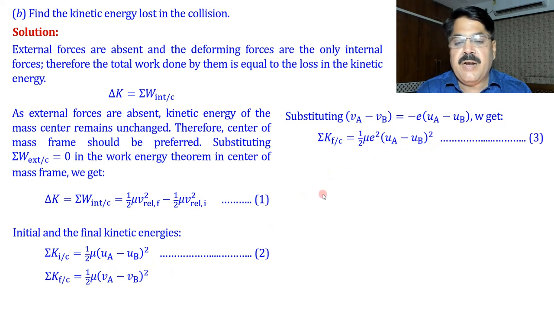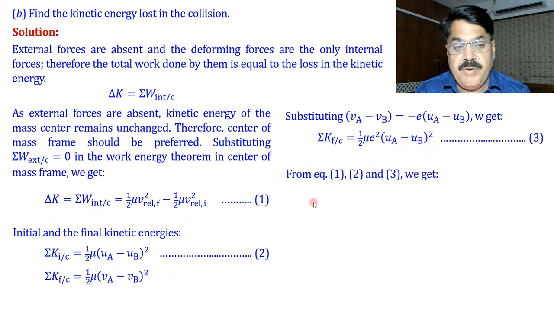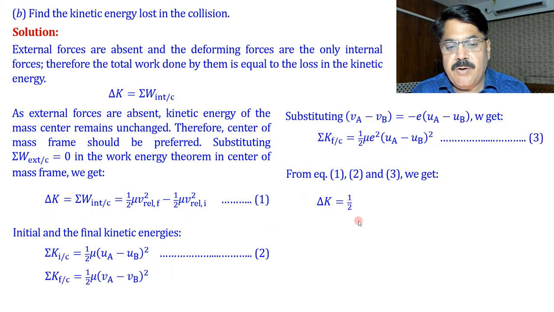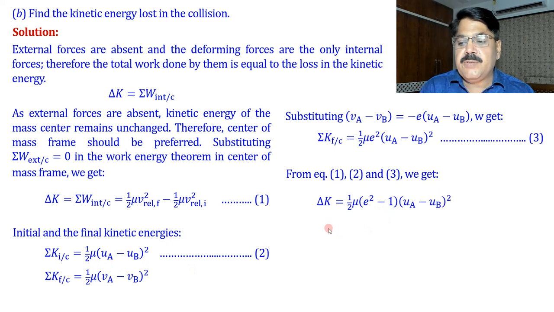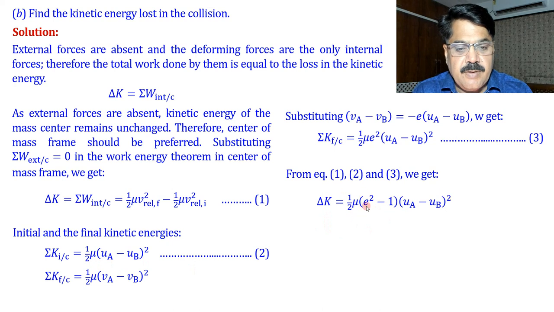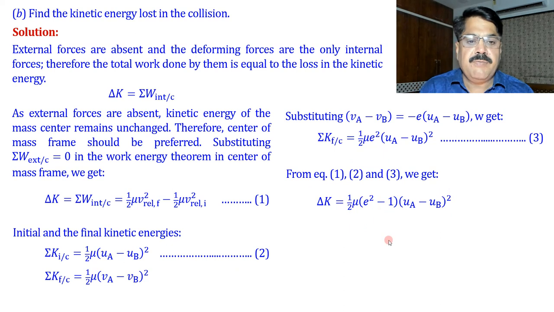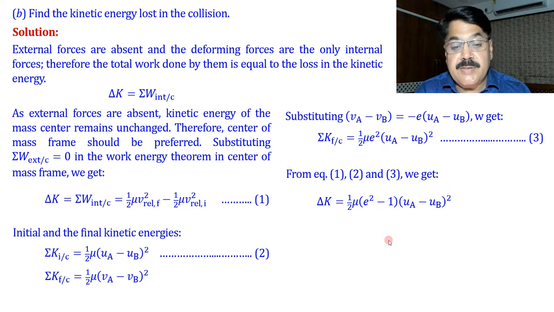So now we are ready to write delta K, the loss in kinetic energy. From equations 1, 2 and 3 we get delta K is equal to half mu, this is E square minus 1, UA minus UB square. That is the loss. Means here you can see if you subtract from this quantity half mu UA minus UB square, what is remaining? E square minus 1. So here we get a very simple relation for the loss in kinetic energy in the center mass frame. And this is also the loss in kinetic energy in the laboratory frame.